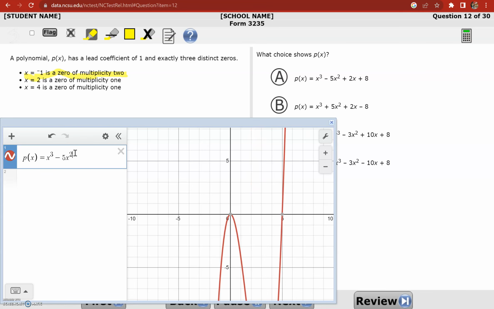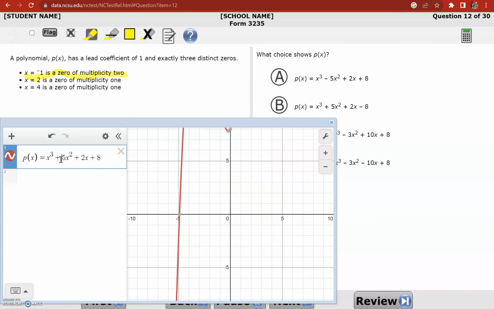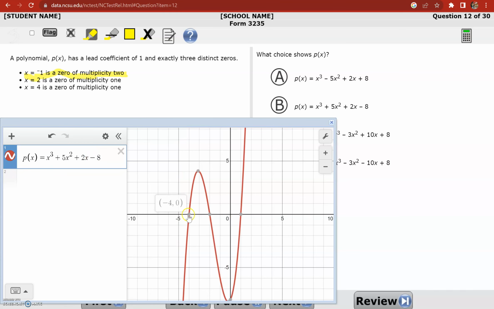at negative 1. So if I graph option A, it has the right zeros, but there's no touch and turns. There's all these cross the x-axis in a normal way. A multiplicity of 2, it will bounce off the x-axis or have a touch and turn. So I'm going to try option B, which just changes this to a plus and this to a minus. Those are not even the right zeros.